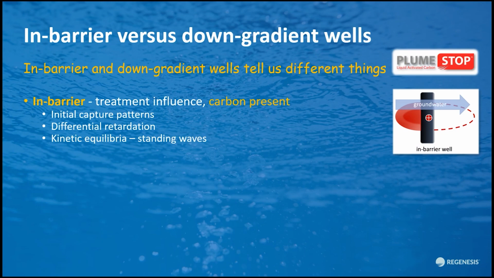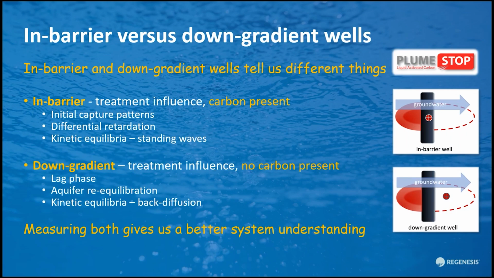Anyway, a well located within the zone of plume stop application, an in-barrier well that is, will be subject to treatment influence and plume stop carbon will be present around the well. But a well located down gradient of the barrier will also be subject to the influence of the barrier just up gradient. But in this case, there is no carbon immediately surrounding the well. And this leads to important differences in the data patterns that we'd expect.